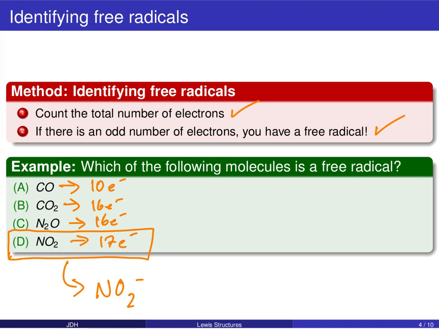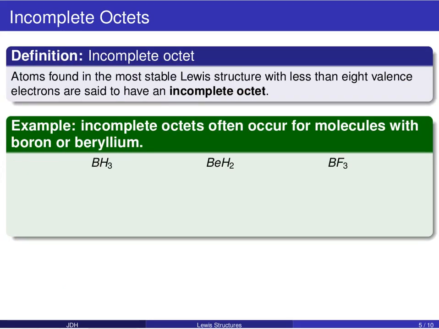Okay, so odd electron species or free radicals are going to be our first example of exceptions to the octet rule. Now there's two more examples that we're going to look at in this mini lecture, right? And the next ones basically have to do with how many electrons are around a given atom, but are still going to have an even number of total electrons.